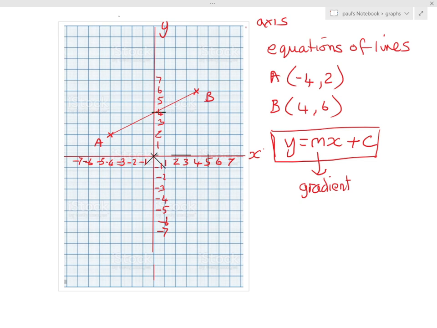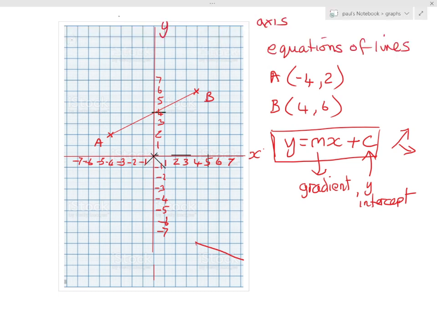Now, if this number is positive, it means the line goes uphill. Everything goes from left to right. So this line here is uphill. If it's a negative number, then it means it goes downhill, something like that. Now this is called the y-intercept. And this is where our line crosses the y-axis. Now, that's the bit that we can do first.